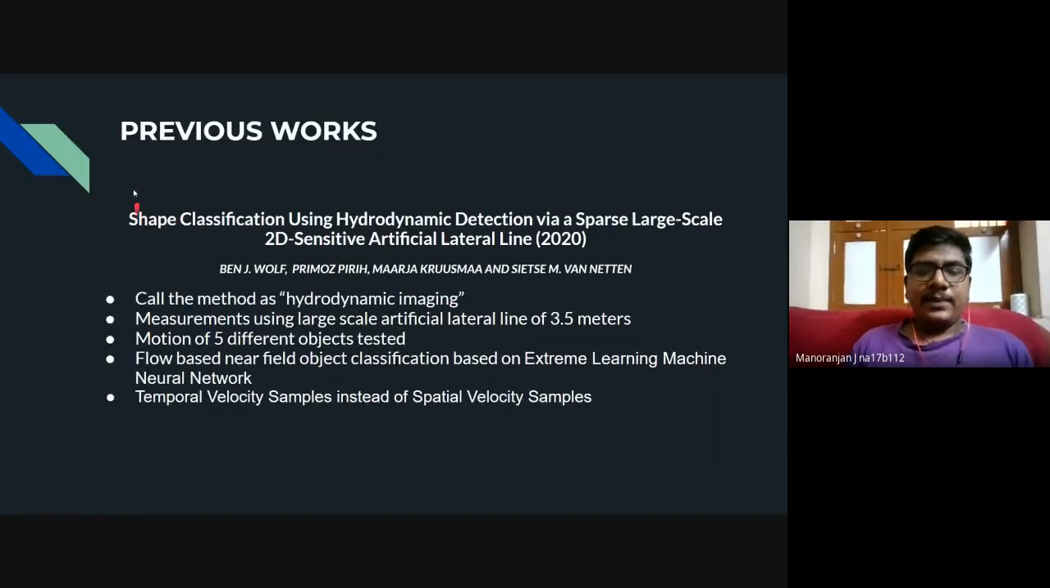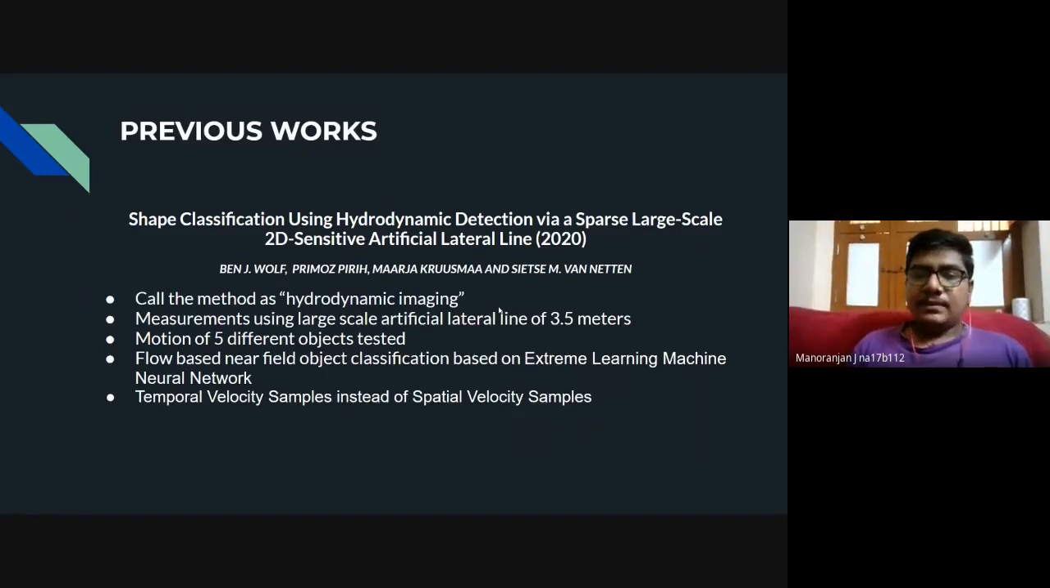The next research paper that was again very interesting is called shape classification using hydrodynamic detection via a sparse large scale 2D sensitive artificial lateral line, which came up in 2020. In this case, they have built an artificial lateral line, and they try to classify different objects using the system.